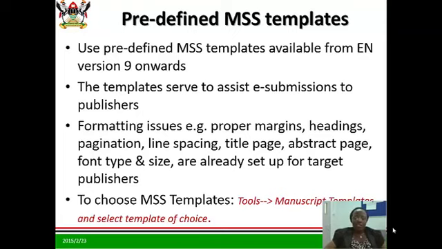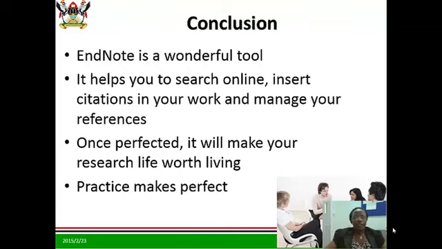Formatting issues, for example, proper margins, headings, pagination, line spacing, title page, abstract page, etc., are already set up for target publishers. So what you will only do is to select which publisher you want to publish for, and you select that template and then you start writing. To choose manuscript templates, go to Tools in your EndNote library, select Manuscript Templates, and then select a template of your choice.